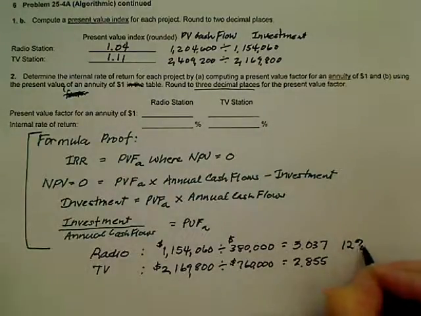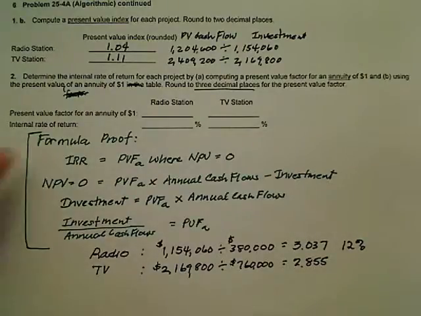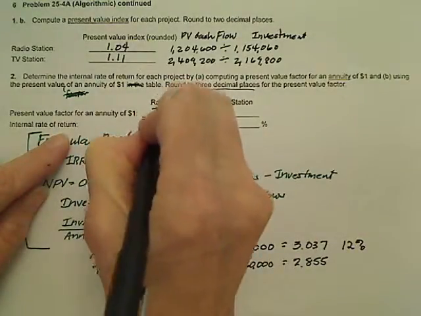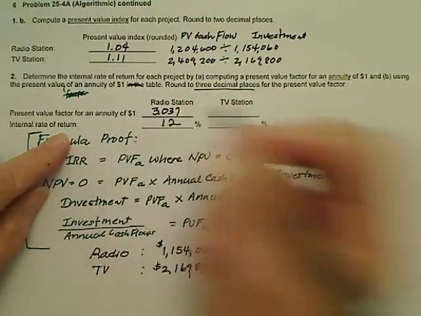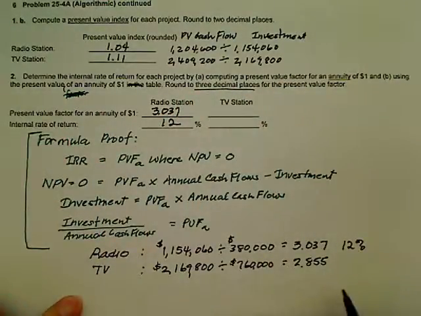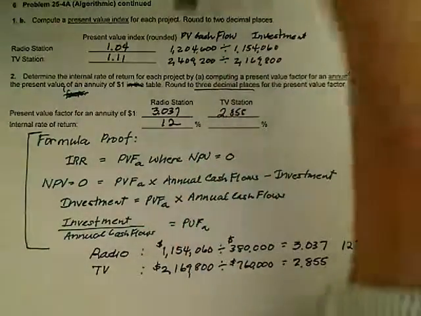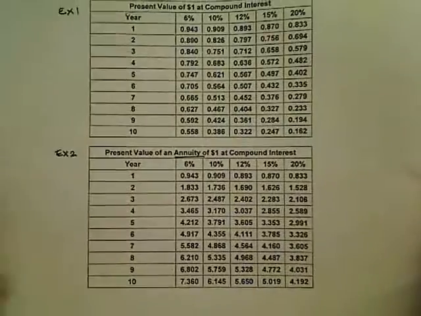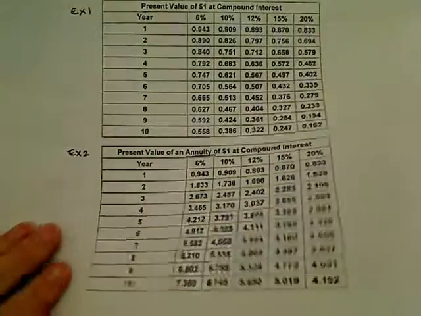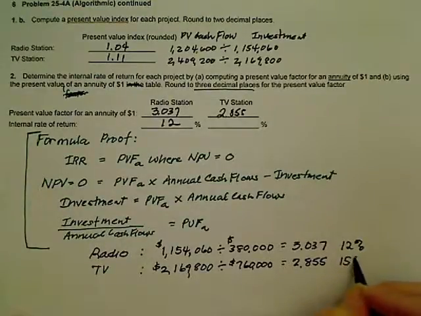So the present value factor of an annuity is 3.037, and the rate is 12%. For the TV station, the factor is 2.855. Okay, that's our 10 minutes. We're only going to be a few more seconds longer. The formula took longer than I thought. But hang in there. So here we have 2.855. On the 4-year line, 2.855 is 15%.